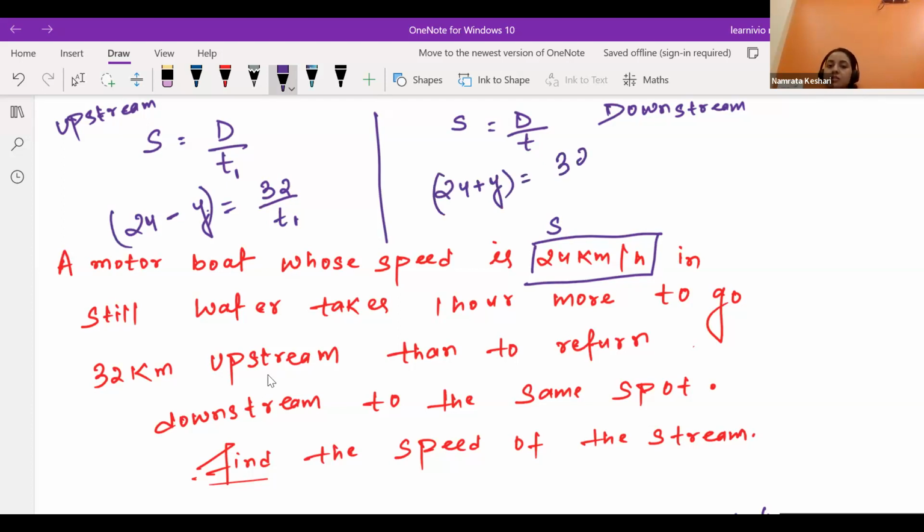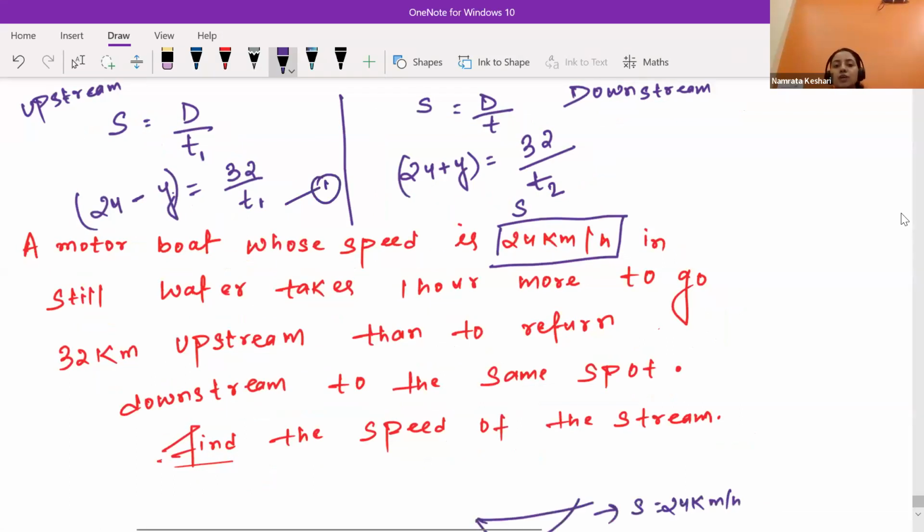But the time here will be different. Think about it. When the speed is changing in both scenarios, of course the time will be different. Okay, more speed, less time, less speed, more time. We understand this much, right? Now we will try solving equation 1 and 2, and while doing so we will end up having one equation.